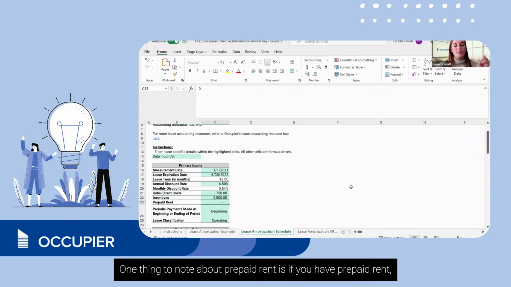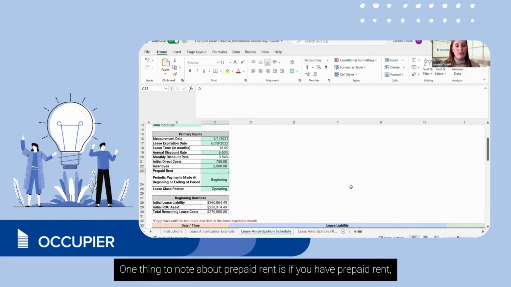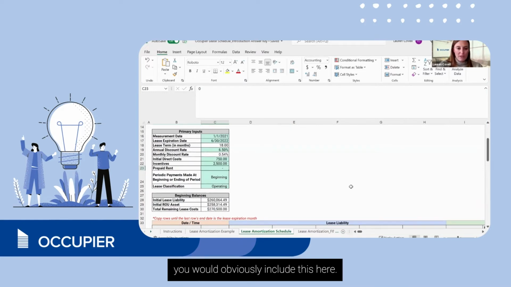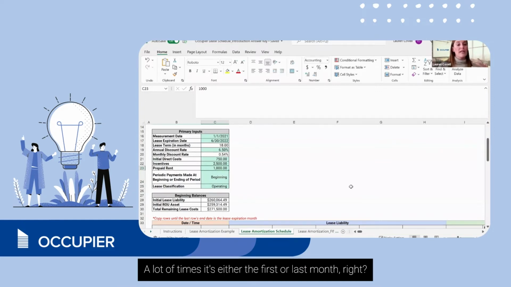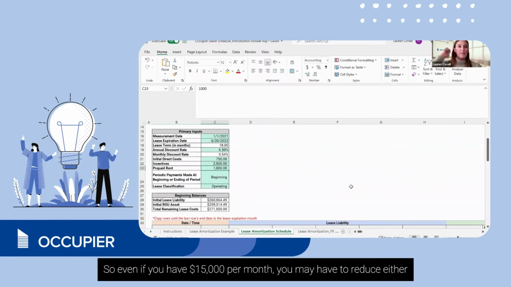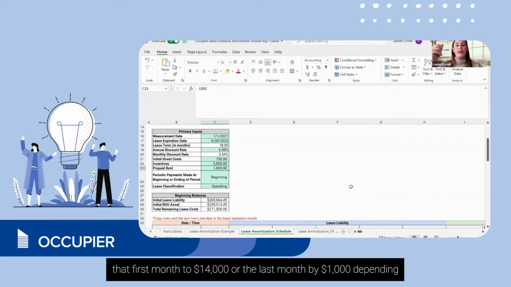One thing to note about prepaid rent is if you have prepaid rent, you would obviously include this here, but you also want to think about which period you are prepaying. A lot of times it's either first or last month rent. So even if you have $15,000 per month, you may have to reduce either that first month to $14,000 or the last month by $1,000, depending on what it is.